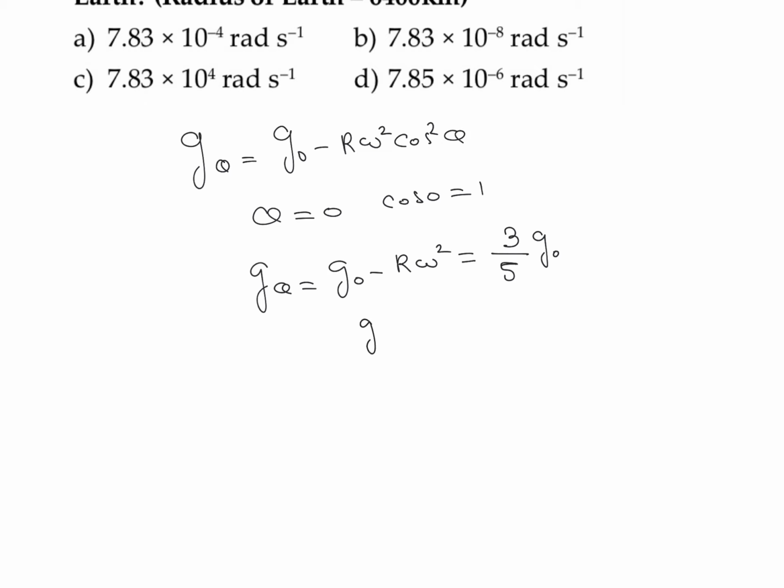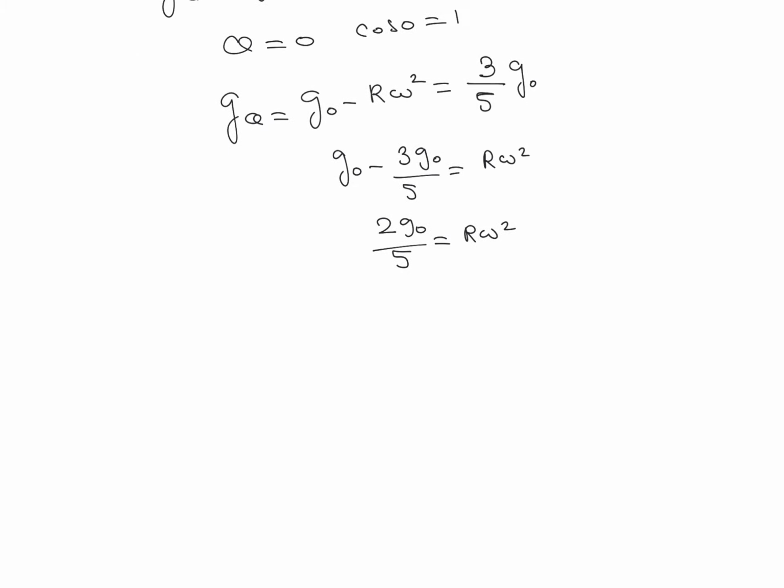So we can write the value of g naught minus 3g naught divided by 5 is equal to r omega square. So 5 minus 3, we can take it as 2g naught divided by 5 is equal to r omega square. So we can find the value of omega, that is equal to the square root of 2g naught divided by 5r.